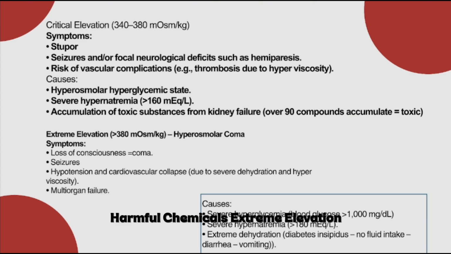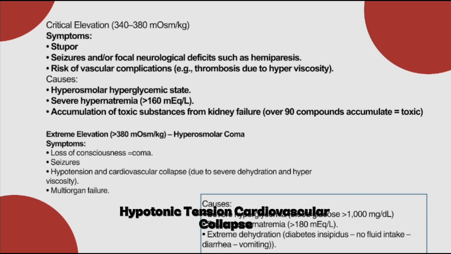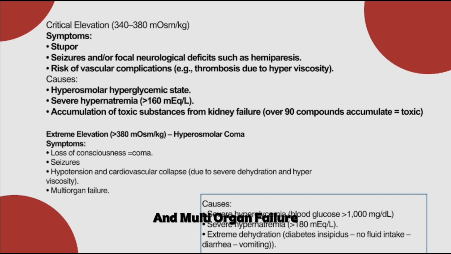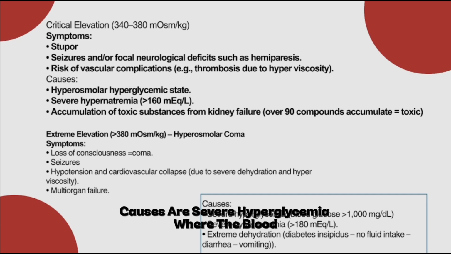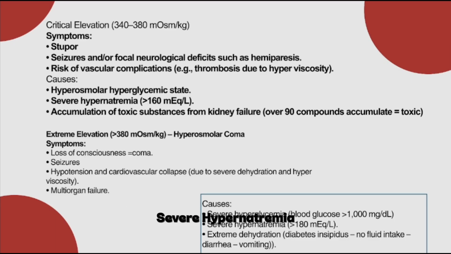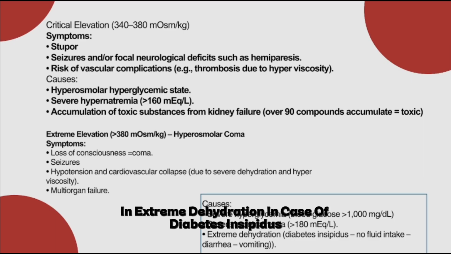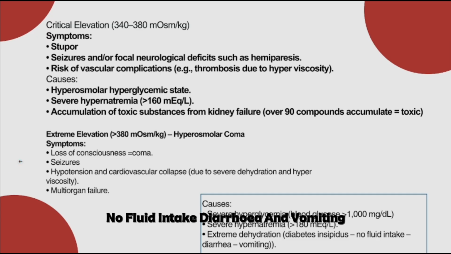Extreme elevation can result in hyperosmolar coma. Symptoms are loss of consciousness, that is coma, seizures, hypotension, cardiovascular collapse and multi-organ failure. Causes are severe hyperglycemia, where the blood glucose is more than 1000 mg per deciliter, severe hypernatremia and extreme dehydration in case of diabetes insipidus, no fluid intake, diarrhea and vomiting.